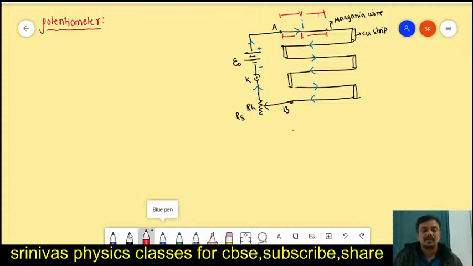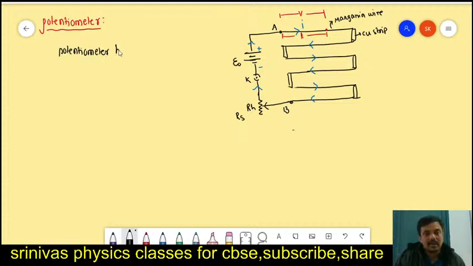Now what happens? The potentiometer has a 10-meter wire. Now the potentiometer wire resistance, capital R, we can consider as the resistance of the potentiometer wire.